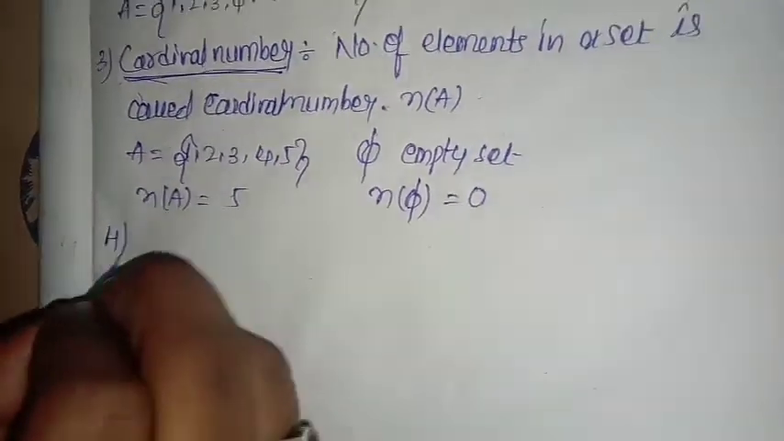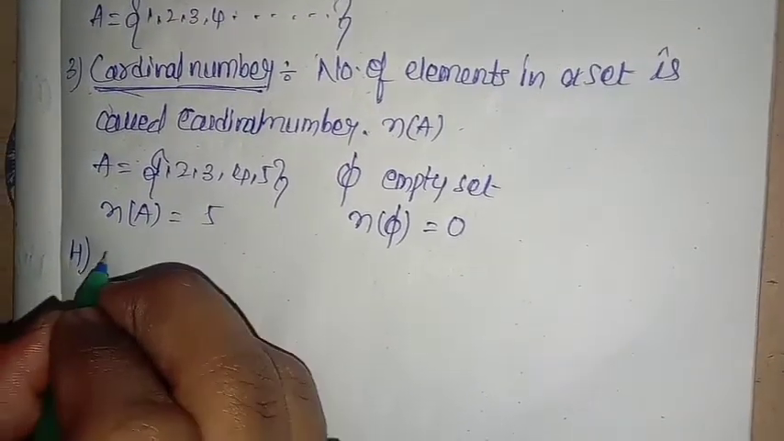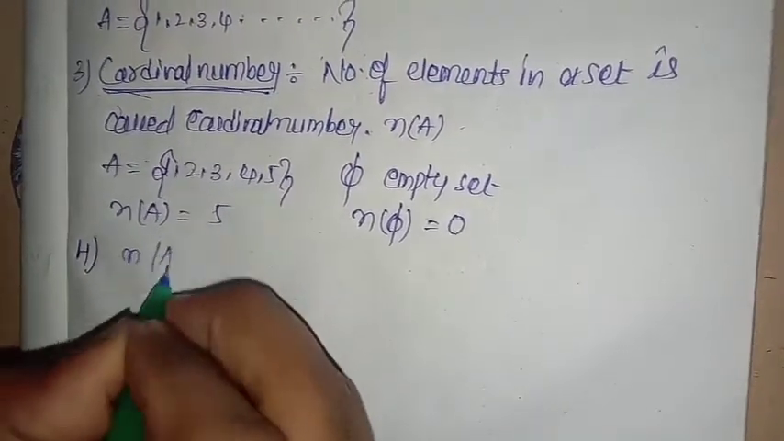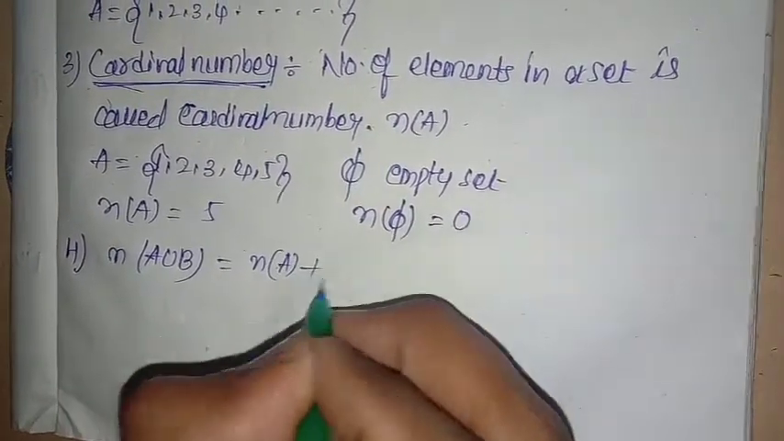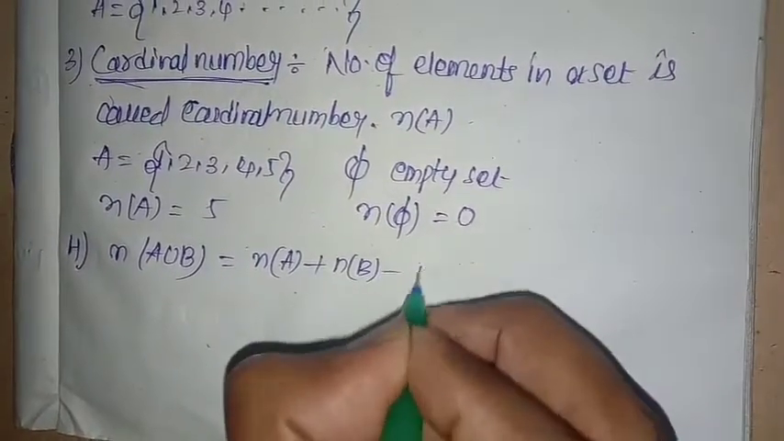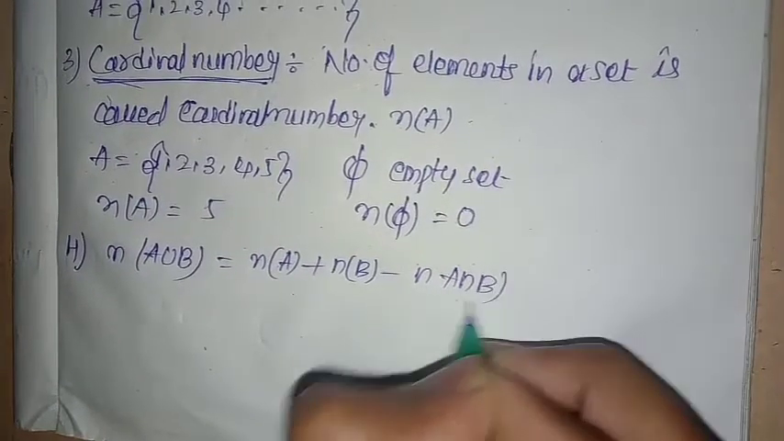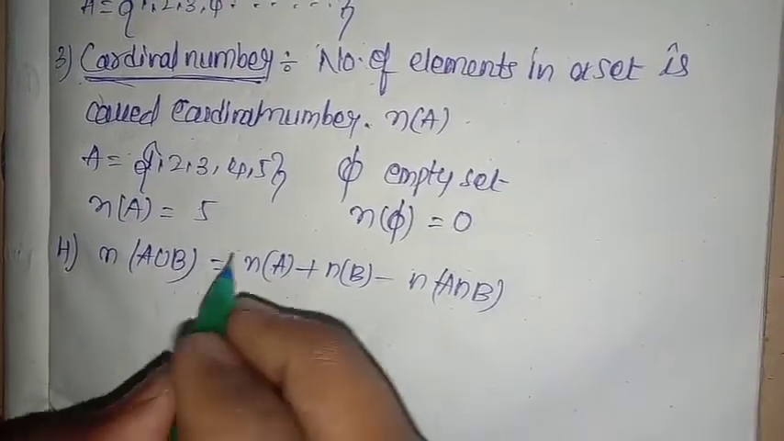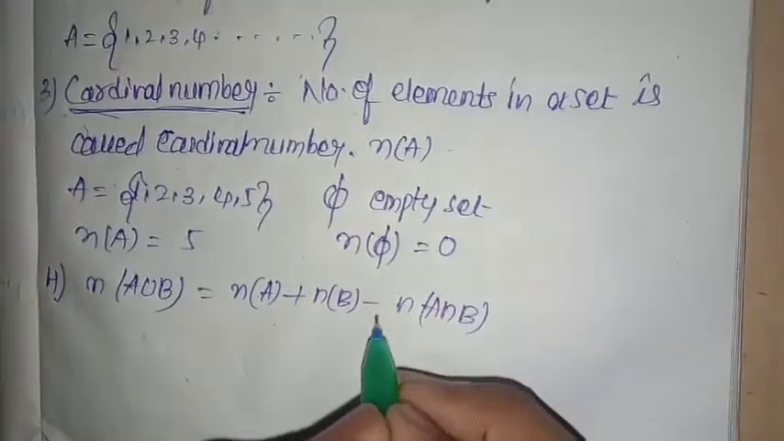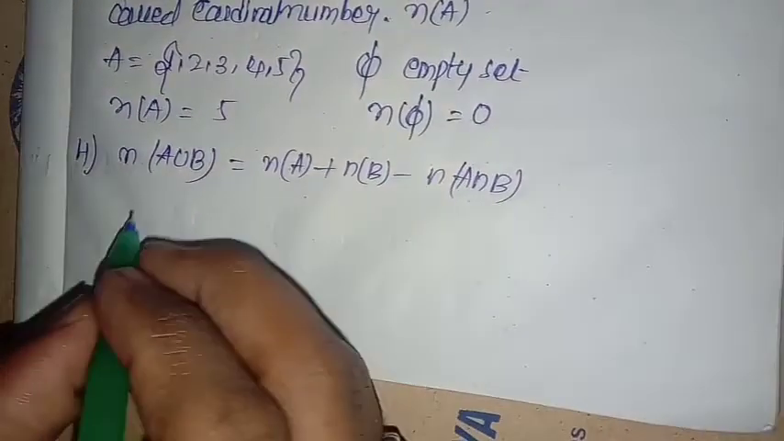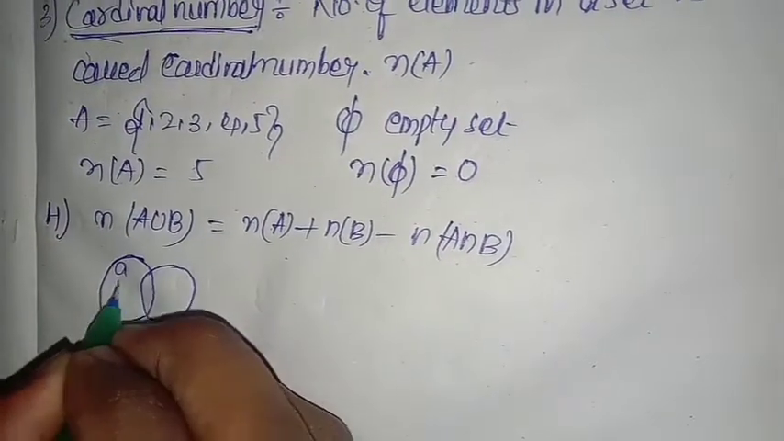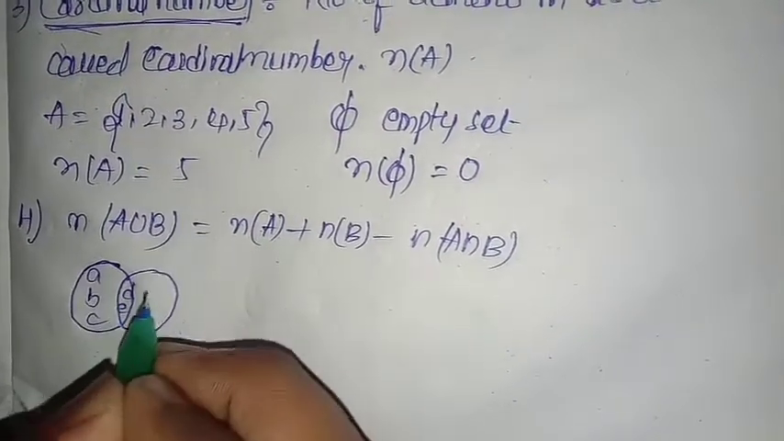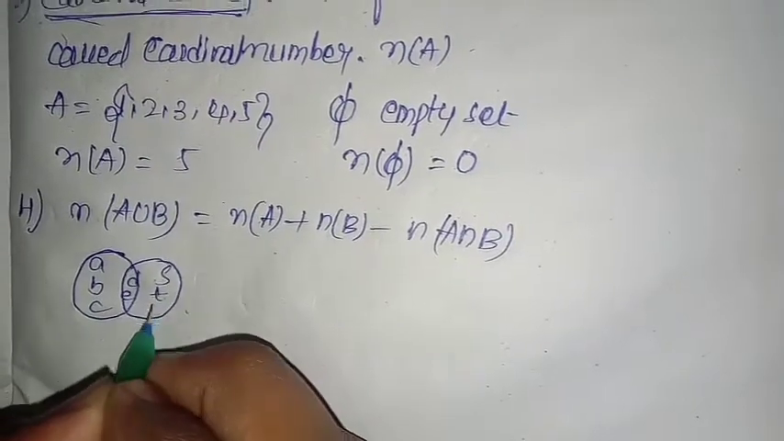Next, the fourth topic. It is a problem: n of A union B equal to n of A plus n of B minus n of A intersection B. They ask to prove that n of A union B is equal to n of A plus n of B minus n of A intersection B. The problem is given in a Venn diagram with A, B, C, D, E, S, T, U.